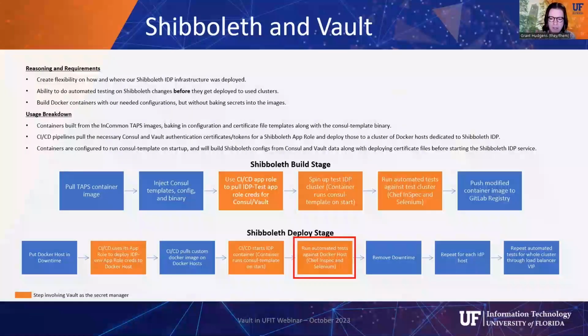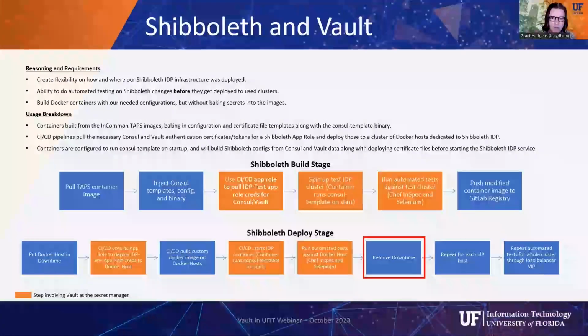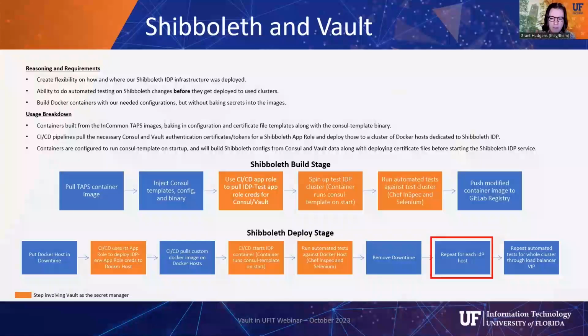Then we will run through what is essentially the same set of automated tests that we used in the build pipeline. If all of these tests pass, then we remove the monitoring downtime from the node that we've been working on, then repeat all of these steps, iterating through all the nodes in the cluster. Once all the nodes are complete, we will run through authentication related tests again, but against the load balancer's virtual IP.